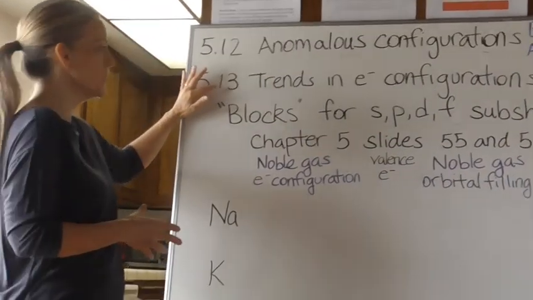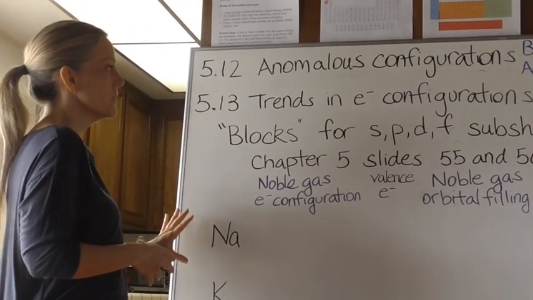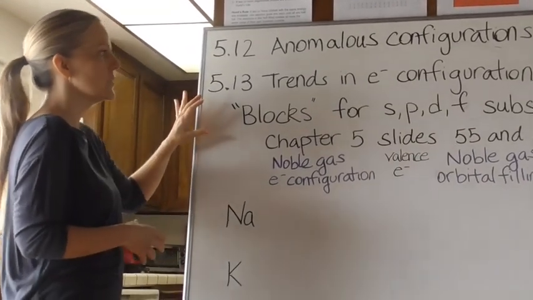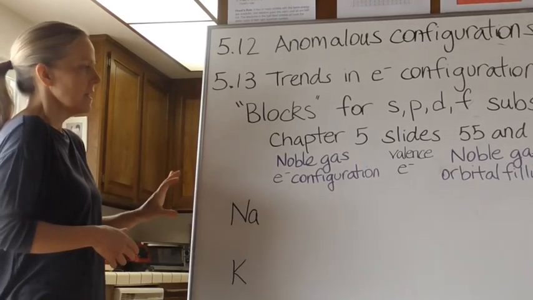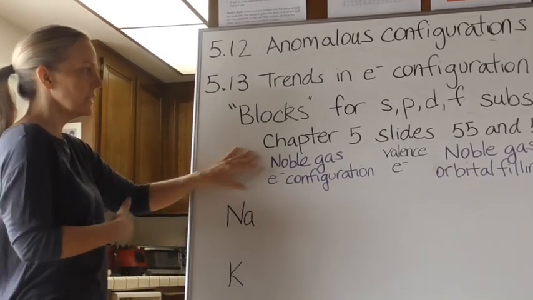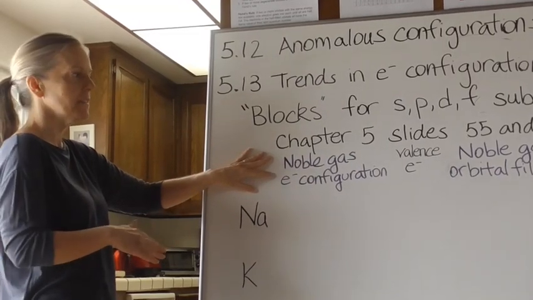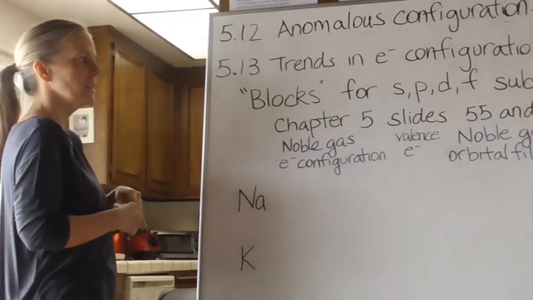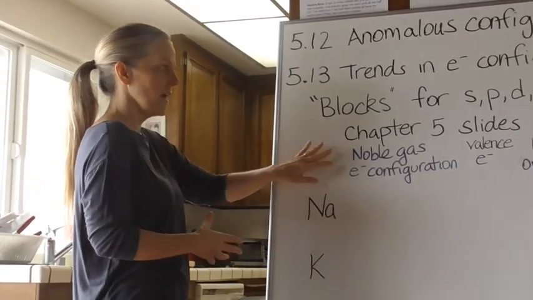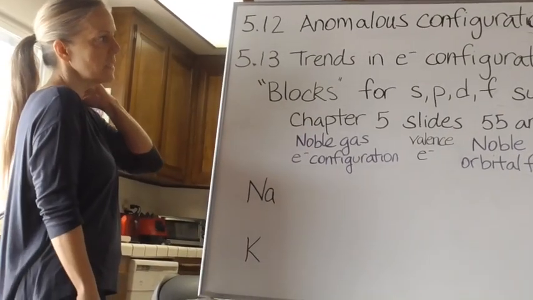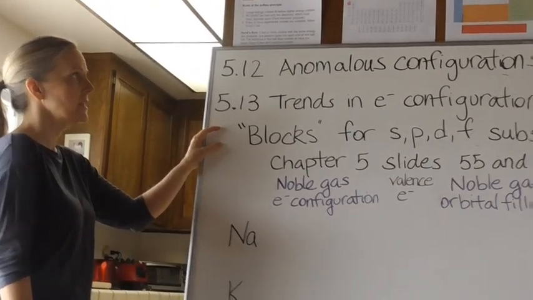So before I talk about the trends, and before we do these, there's this kind of shortcut that you can see that helps you realize how quickly you can write these noble gas electron configurations. The way I showed last time was kind of longer, but I wanted you to understand why that's true. Okay, there's these blocks on the periodic table.